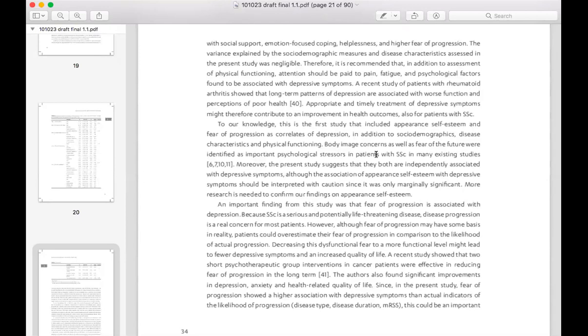There was an interesting point in the study where initially we believed that fear of progression, one particular variable that I was studying, would be highly correlated with another, with depression. But my team and I were shocked by how high the correlation is. We didn't expect a high level of correlation here, so we talked about that in the discussion.